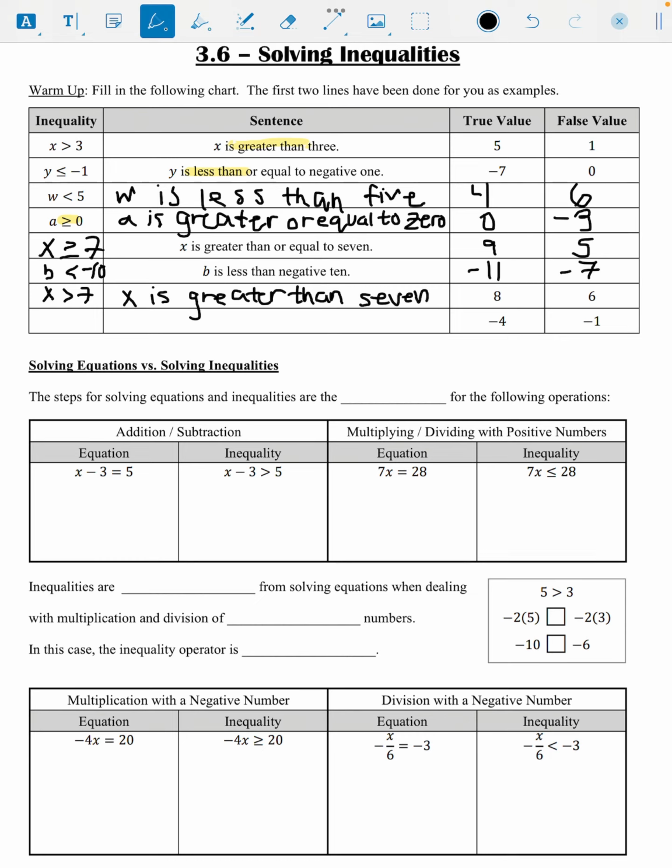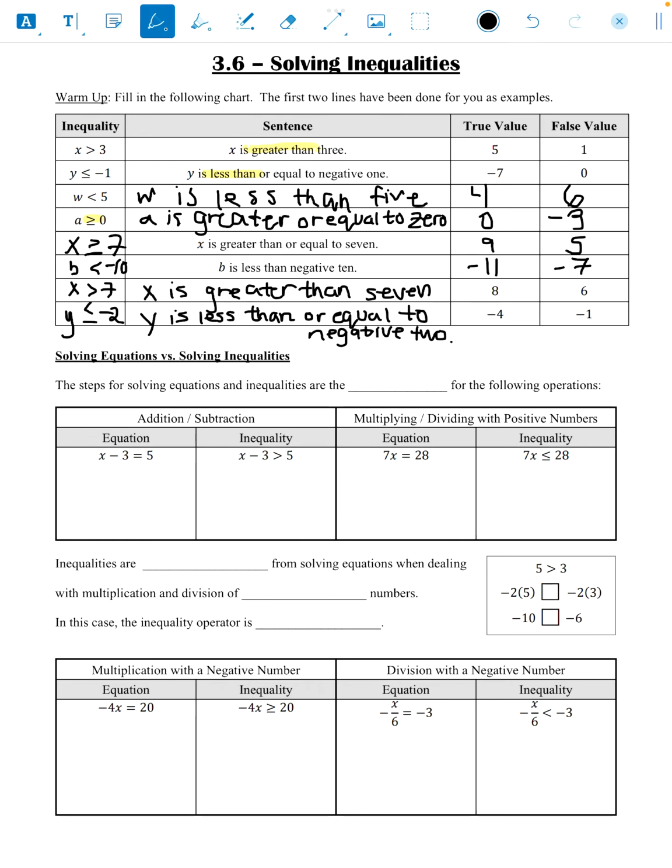Because the true value 8 is greater than 7, but 6 is smaller than 7, so it doesn't satisfy the inequality. So for the last one at the bottom, we want an inequality that satisfies the true value of -4, but -1 would not satisfy the inequality. So an example of this could be that y is less than or equal to -2. That's it for the warm-up questions.